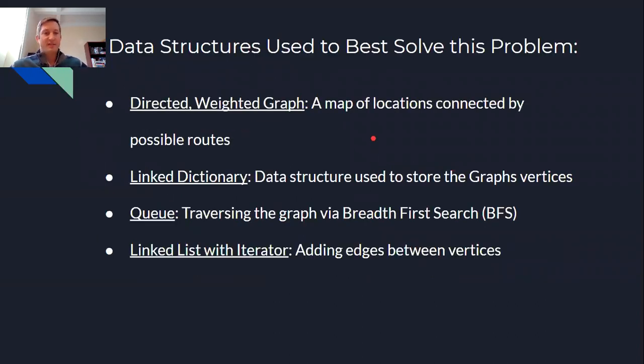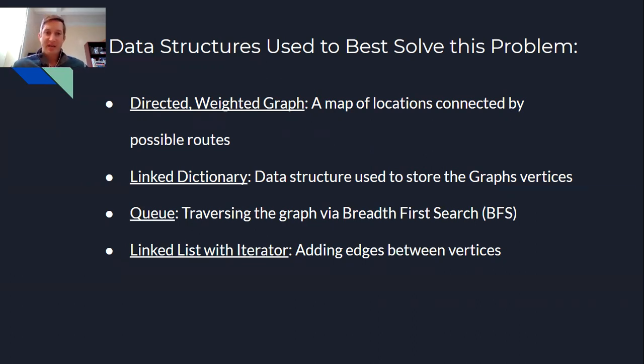As for the data structures used in this project, I tried to select the data structures that are the best way to handle and solve this problem. Since we're talking about a map with different locations and routes connecting them, I selected the directed weighted graph, where the nodes, or vertices, in the graph are the location objects, and the edges are the routes connecting them along the way.